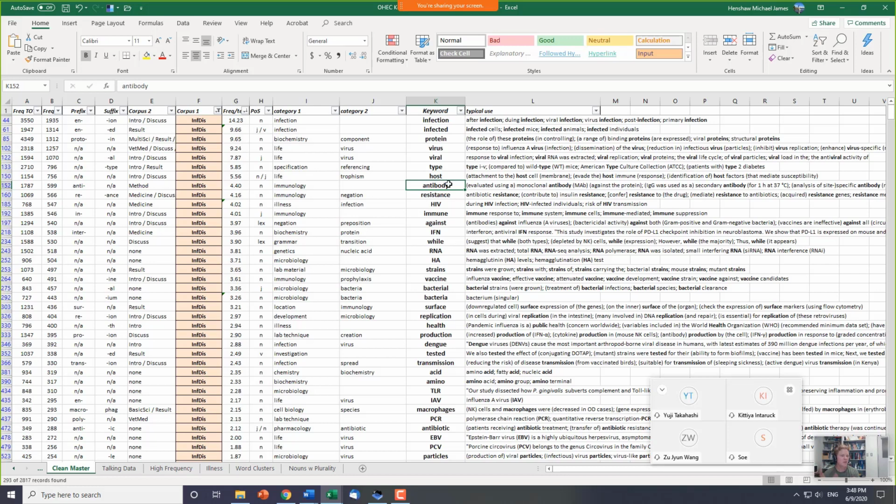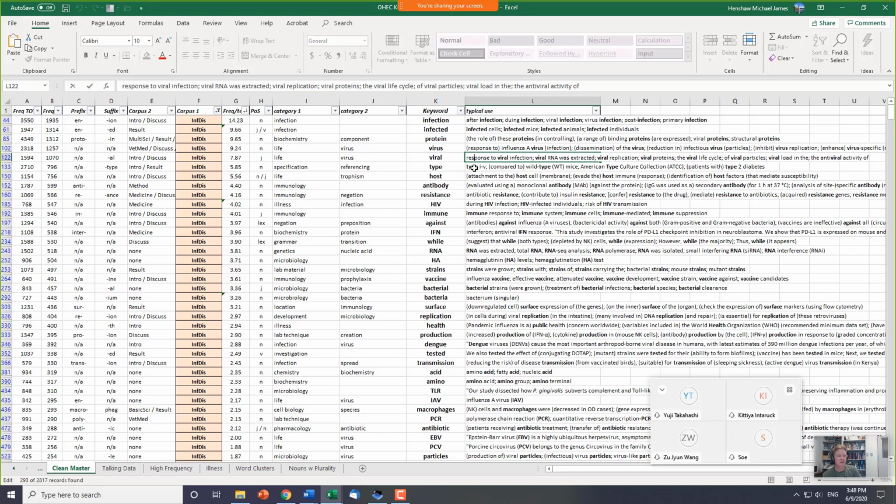So I would suggest, like this, one way to use this list is to sort it kind of like this. And then you might want to look at keywords like viral. And you can see what types of phrases are most commonly used with viral. I got all of this information using methods as I showed you on AntConc.